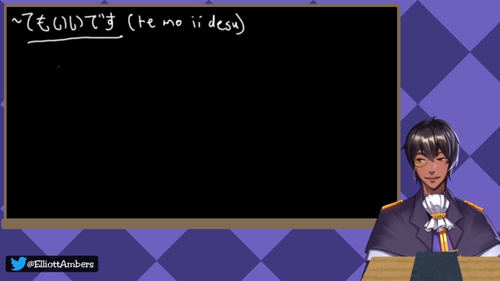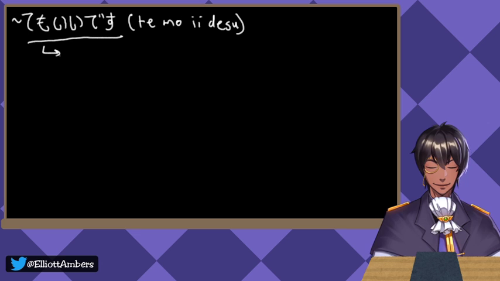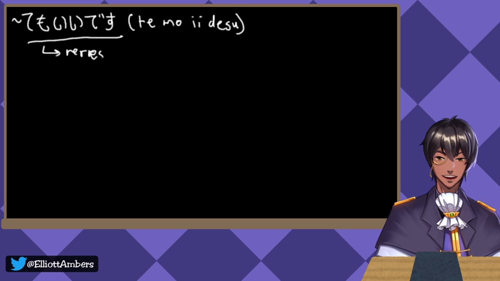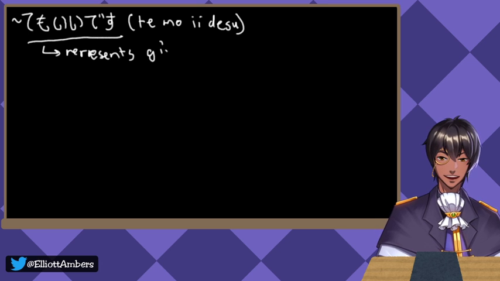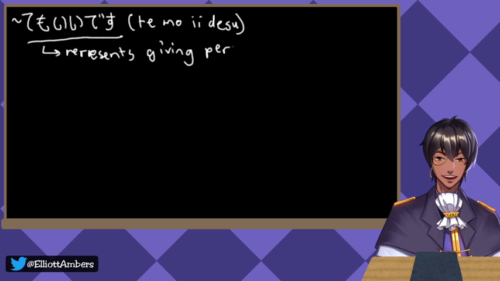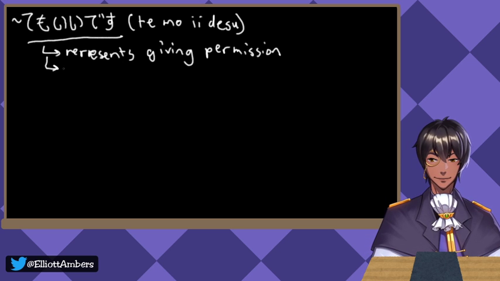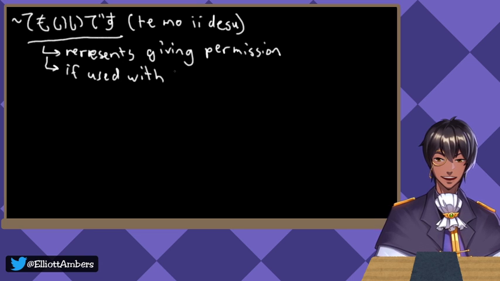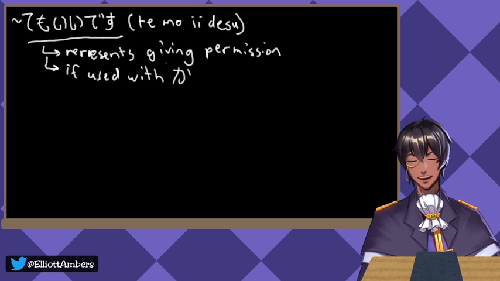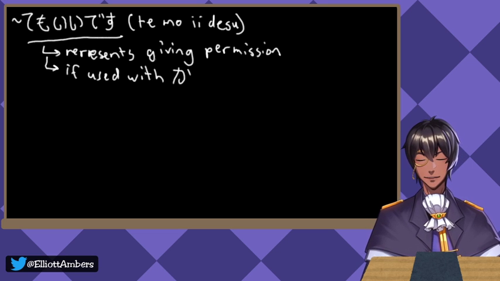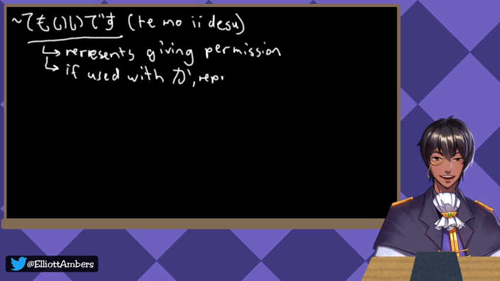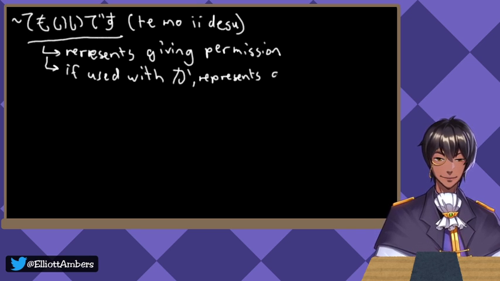What this is used for represents giving permission. However, if used as a question, so if we use this sentence ender, it represents giving permission. But if we use it as a question with ka, it represents asking permission.